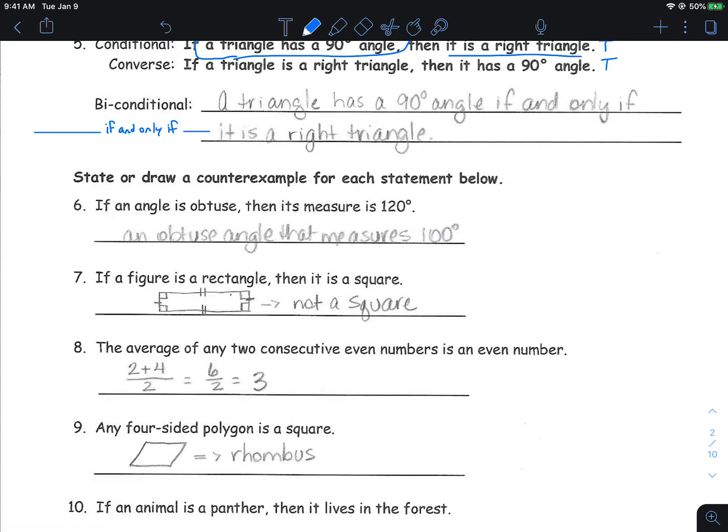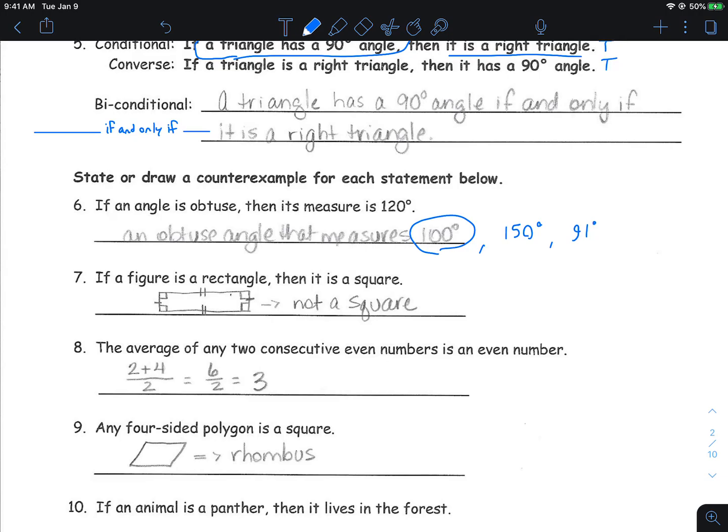Okay, next section here is dealing with counterexamples. Counterexamples are just something that shows that a statement or a conjecture is not always true. So someone says here, if the angle is obtuse, then the measure is 120. There are many obtuse angles that are not 120 degrees. This person put 100 degrees. You could put 100 degrees, you could put 150 degrees, you could put 91 degrees. Any type of angle that's obtuse but not 120 would be a counterexample.